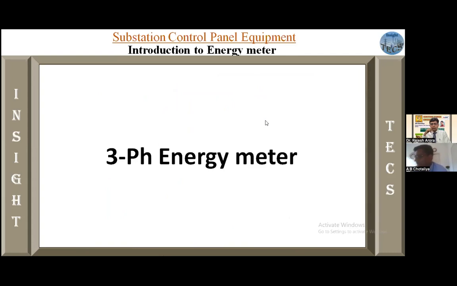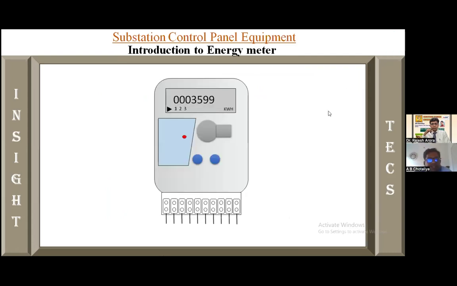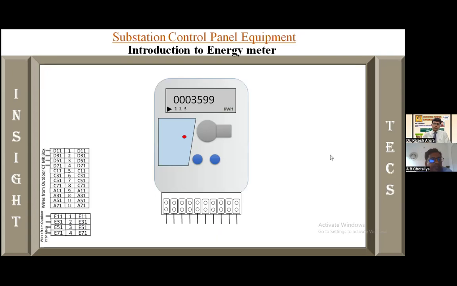Now the energy meter, the three-phase energy meter. The three-phase energy meter has 10 contacts like R phase main, R phase load, Y main, Y load, B main, B load. And between the CTs, there will be a PT: R phase PT, Y phase PT, B phase PT, and the PT neutral. So this is how the energy meter is connected in the control panel.